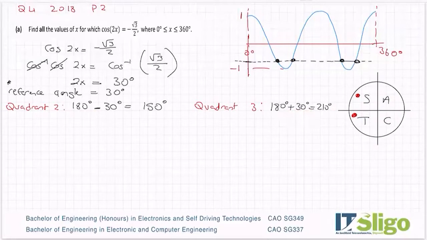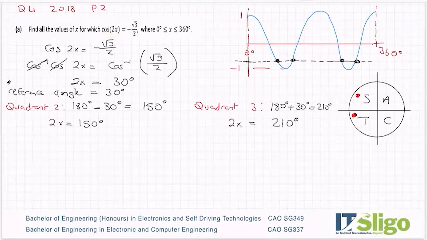Okay, so what have I just worked out there? Well, I've worked out that 2x here is equal to 150 degrees. Okay, and I've worked out 2x is equal to 210 degrees. Okay, and it's 2x because it was cos of 2x here.